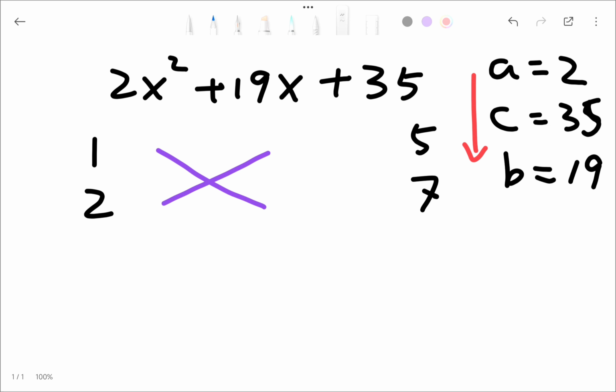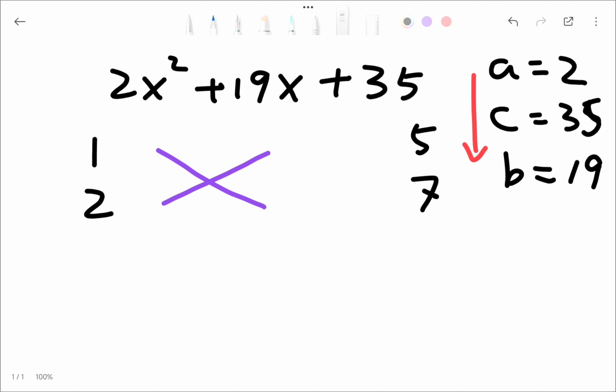However, it makes a difference when we switch the place of the factors. So let's try 35 and 1. Again, you'll see 2 times 35, 70. 1 times 1, that's 1. Boy, that's never going to give us 19. Okay, so this tells us 35 and 1 is definitely out.